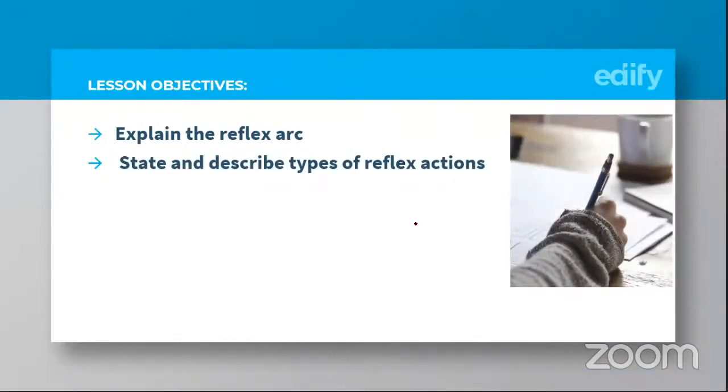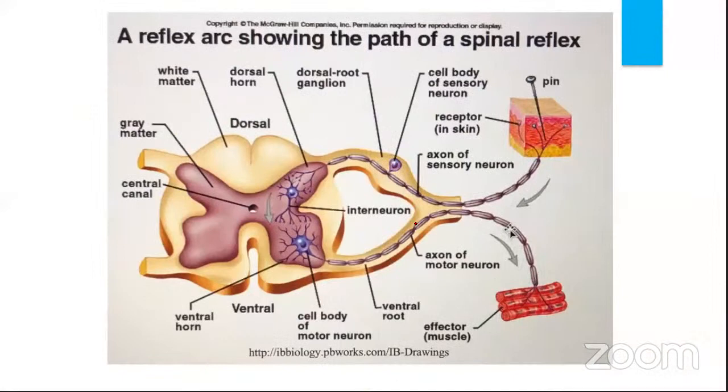Okay, so today, basically, we must understand what we mean by the reflex arc, explaining it and all that stuff. And then we must also be able to state and describe the different types of reflex actions. Now, if time allows, I may also introduce to you the brain, so that next time we can now begin steam, which is made up, of course, of the brain and spinal cord.